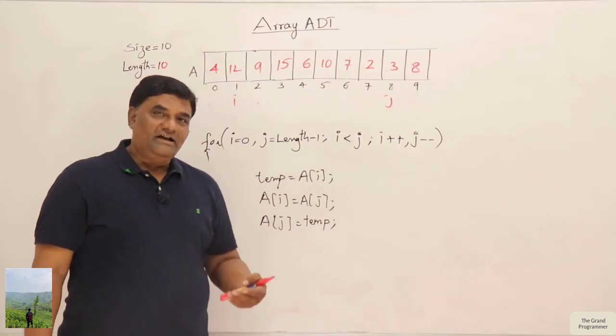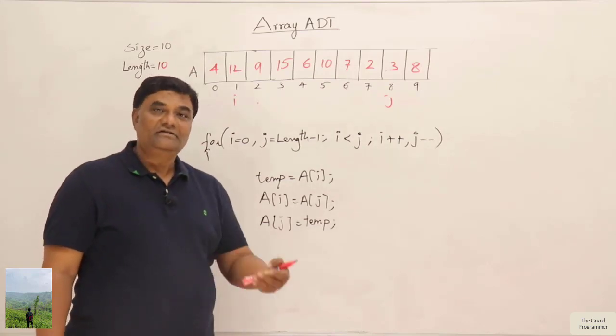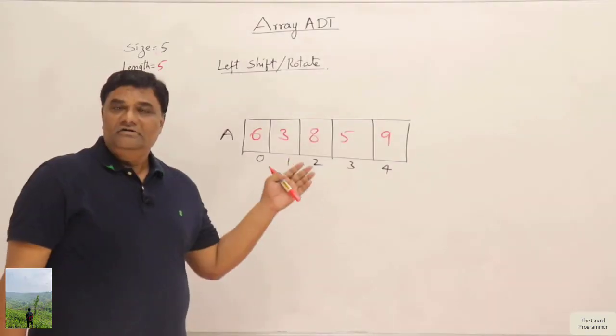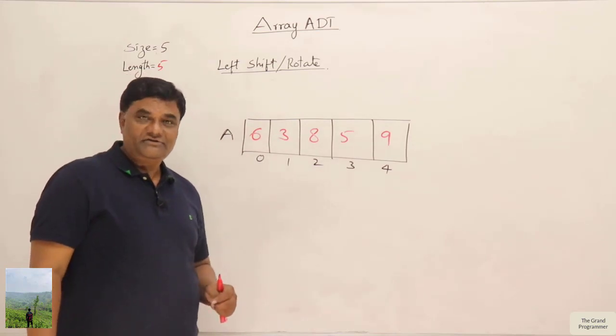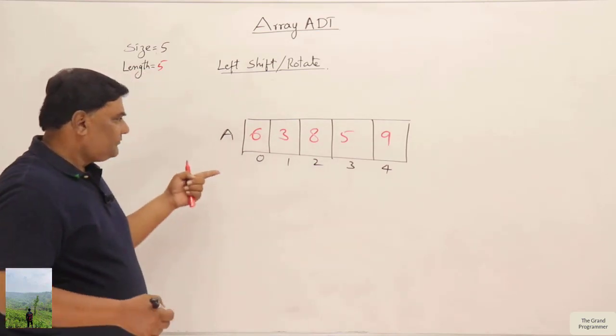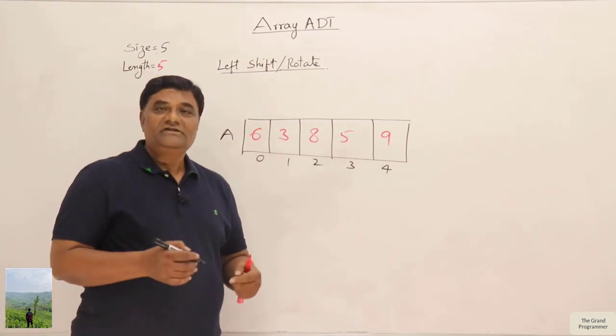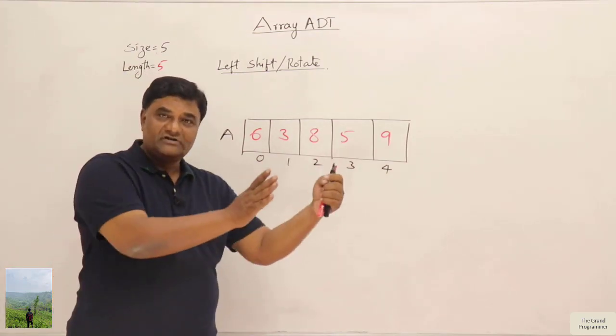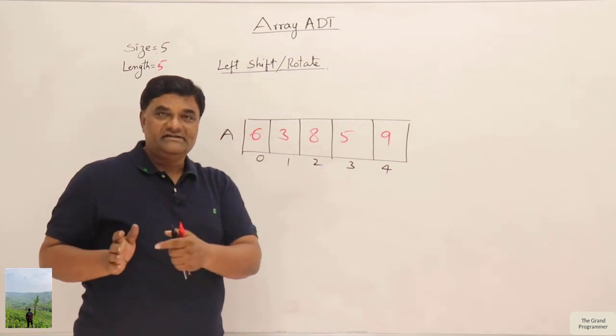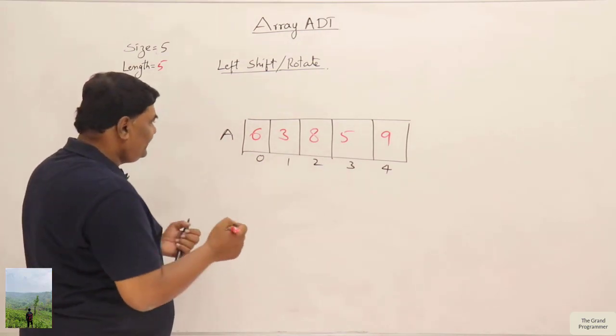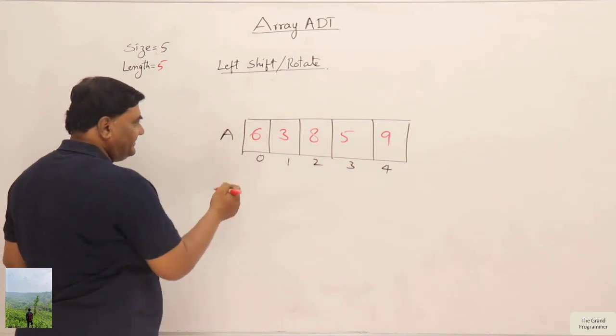Now next let us look at left shift and then left rotation. Let us look at the left shift operation. I have taken a small array of size 5 and I have 5 elements in it. Now what does it mean by left shift? We want to shift all the elements to the left. From which element should we start? From the first element.